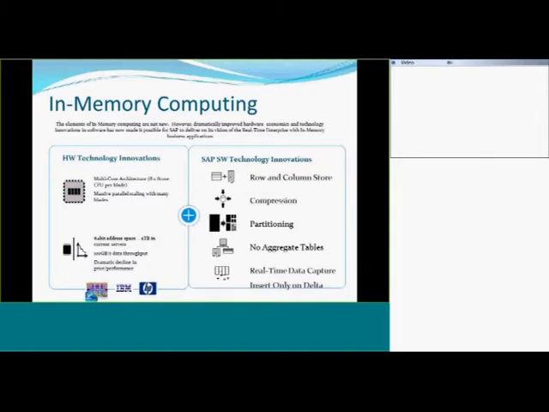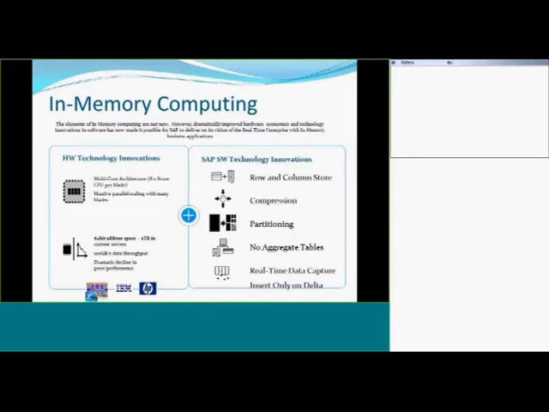On the left-hand side, hardware technology innovations like multi-core architecture, like 8 times 8 core CPU per blade, are now available. HP is manufacturing that. Massive parallel scaling with many blades, 64-bit address space, 2 terabytes in current servers. I don't need to cover all these things. Just the message is that hardware-wise as well as software-wise, a lot of things have improved, and that has given birth to in-memory computing.